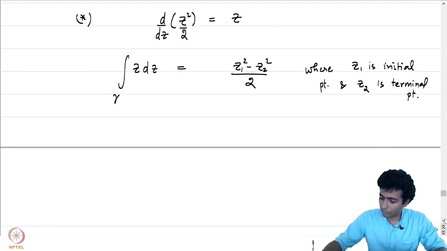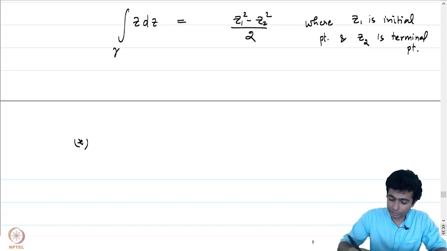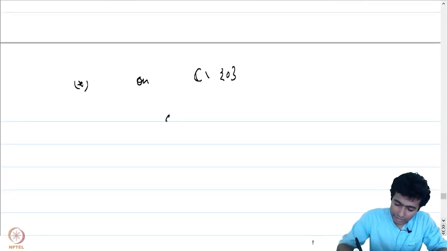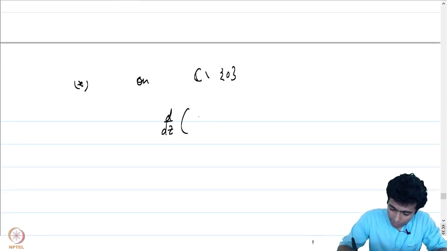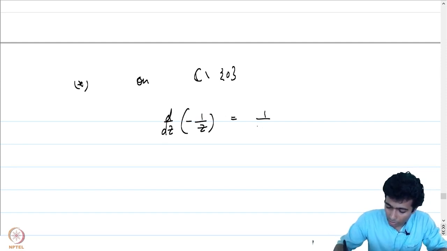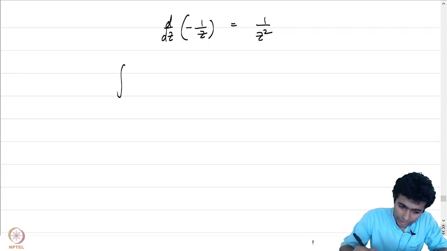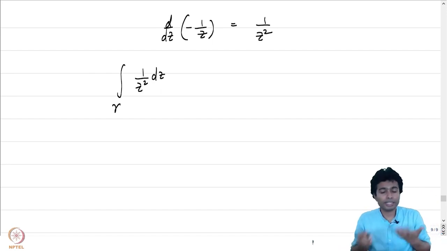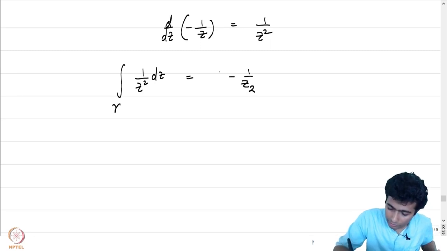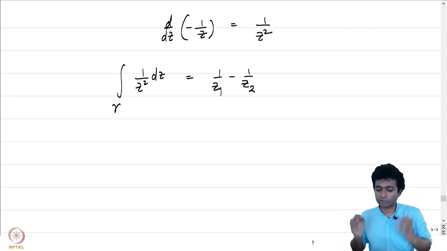So, these were entire functions. Let us look at some function which is not an entire function. On C minus 0, we have d/dz of minus 1 by z is equal to 1 by z squared. Now, let us look at the integral of 1 by z squared dz over some curve gamma. We know that its antiderivative is equal to minus 1 by z. So, this is going to be minus 1 by z2 minus 1 by z1. This is precisely what we will be getting.